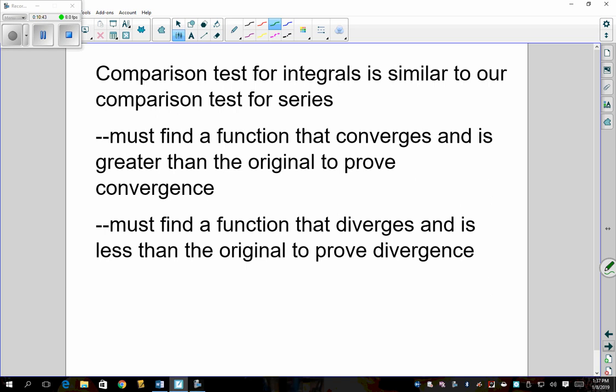So this is really similar to series, like I mentioned before. When we were proving with series, we found a series that converged and was greater than the original, and then we found a series that diverged and was less than the original. So this is just kind of a recap from series and kind of going into more of what we're covering next in this unit with series.